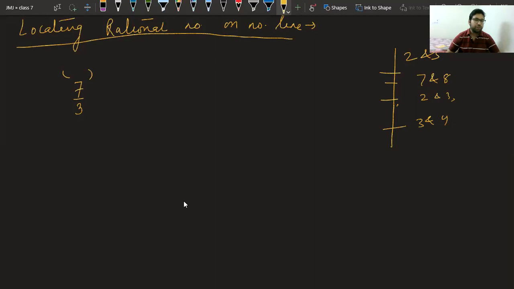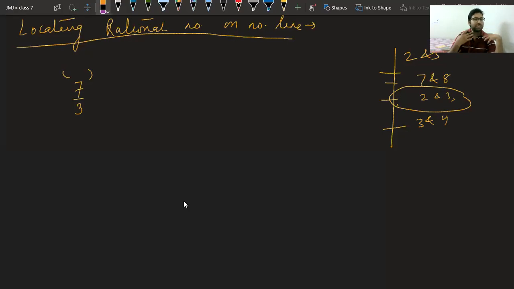Let's see how. Yesterday I gave you a hint of finding the decimal value. You can use that. By that you will find that 7 by 3 is 2 point something. If 2 point something comes, that means it is more than 2 and less than 3. But class, I cannot do this decimal thing again and again, because I want to make things easier.